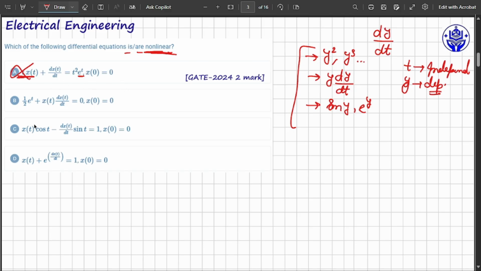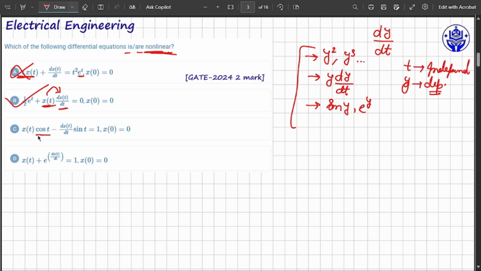It means it is linear. Okay, see, one thing is here, that here we have x multiplied with y, which means y is multiplied with dy by dt. X is multiplied with its derivative. It means if x is a dependent variable and it is multiplied with its derivative part, then it is non-linear, and of course it is non-linear.